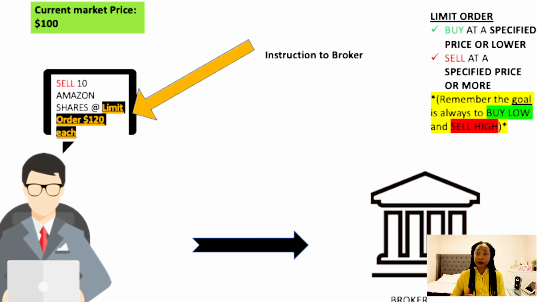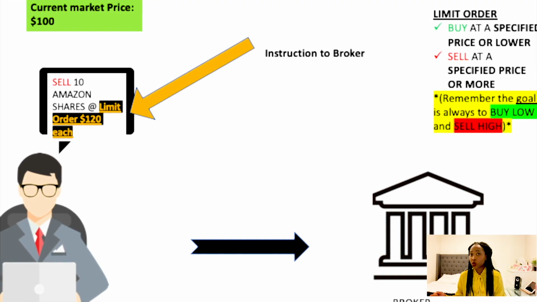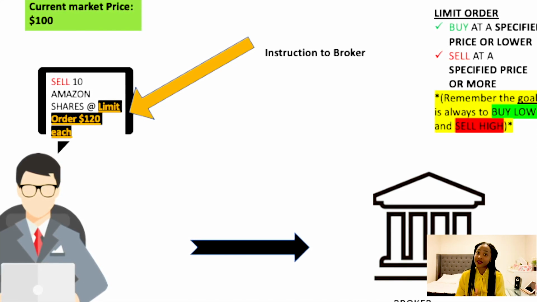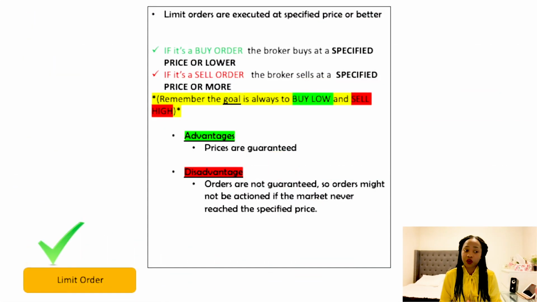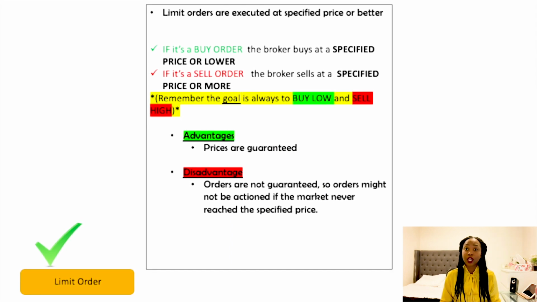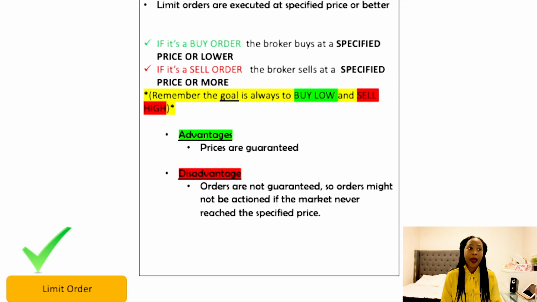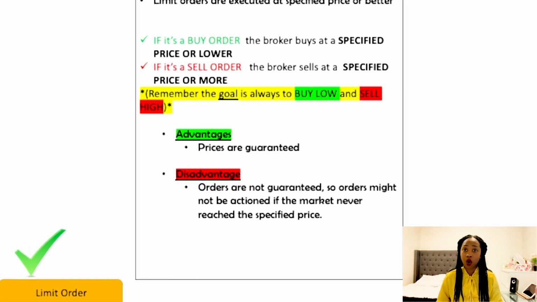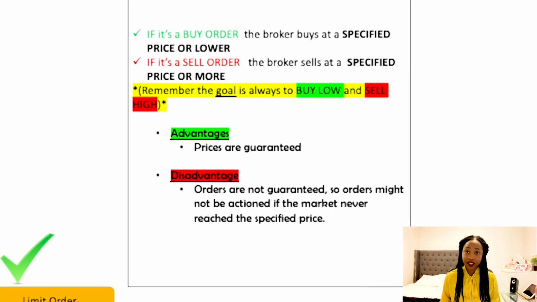So when he finds a better price like 121, 122, he'll buy it for 121, 122, but 120 is the minimum that you're going to get on your shares. So that's what a limit order is. The advantage of a limit order is that your price is guaranteed, but the disadvantage of the limit order is that your order is not guaranteed.